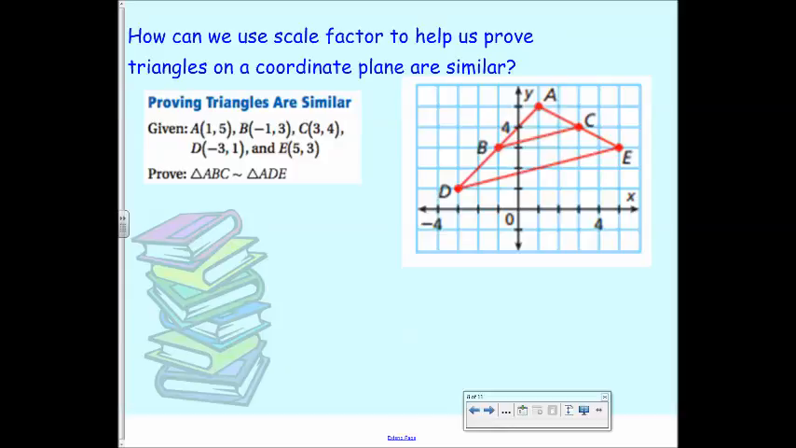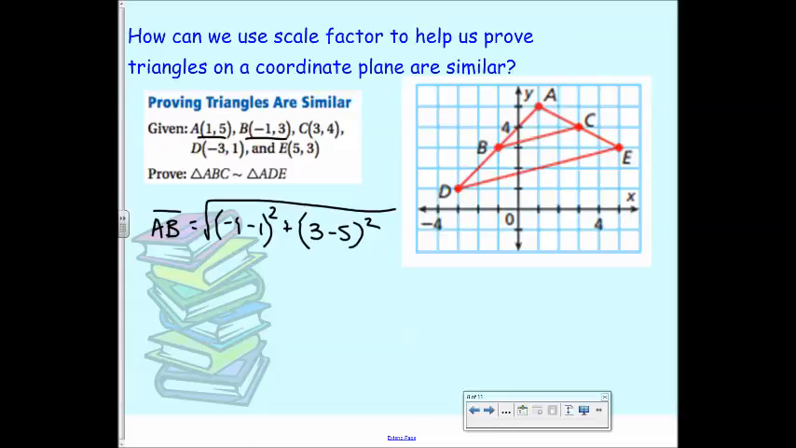Okay, so let's do BA, or AB, we'll call it AB. All right, what are my X's? What's B? B is -1 minus, what's A? 1 squared, plus, what's my Y? 3 minus 5 squared. What's -1 minus 1? -2 squared is 4. What's 3 minus 5? -2 squared is 4. So it ends up being what? Square root of 8. So this one is the square root of 8.